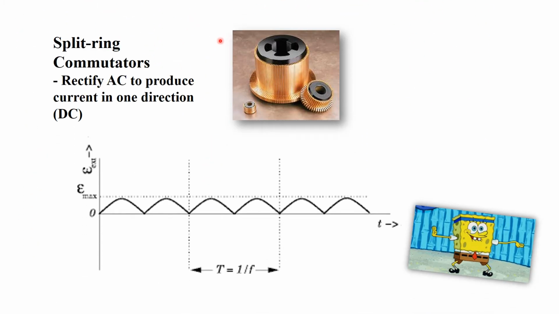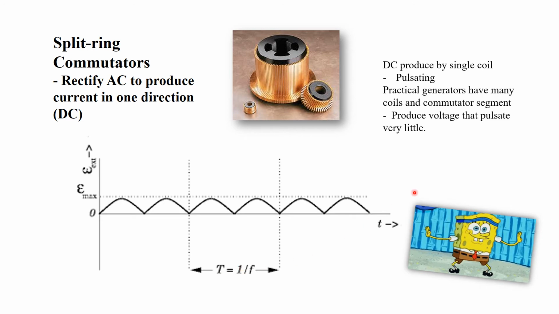However, since this is a DC generator, therefore split ring commutators are used, which rectify alternating current to produce current in one direction, which is direct current. Therefore, you'll get a graph like this. But the direct current produced by a single coil is pulsating, therefore it is unsuitable. So practical generators have many coils and commutator segments, which would produce a voltage that pulsates very little.